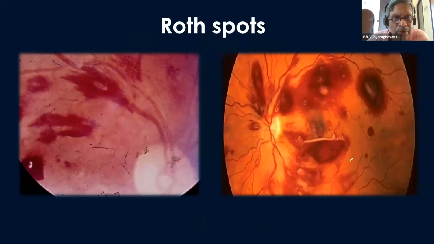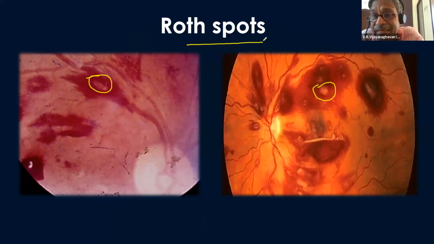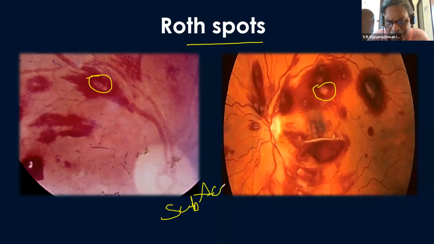And here is a white-centered hemorrhage. That is called Roth spots. Roth spots are what? White-centered hemorrhage. What is that? It's nothing but accumulation of leukocytes in the center of the hemorrhage. When I find this, the most important problem to be ruled out, never forget, is subacute bacterial endocarditis. There are so many causes which can produce Roth spots, but the most important problem you have to rule out is what? Subacute bacterial endocarditis.